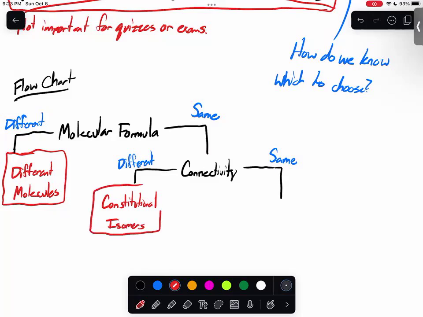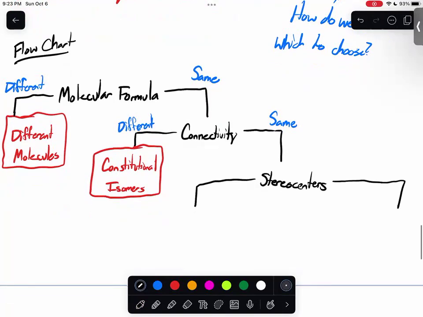All right? But if we go down the path of the same connectivity, we've run into a new question, which is, okay, if they have the same molecular formula and the same connectivity, the only thing that can actually be different about them now is their stereocenters. All right? And the stereocenters now have three different splits that they can go down. The first two are the same as the ones we've been seeing before. The third one's a little different.